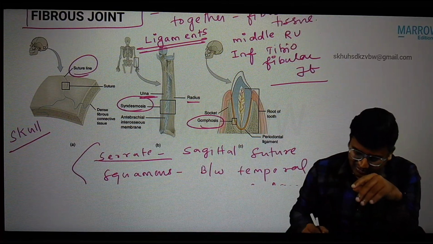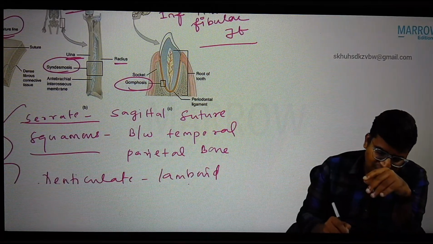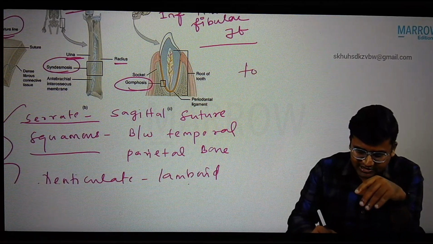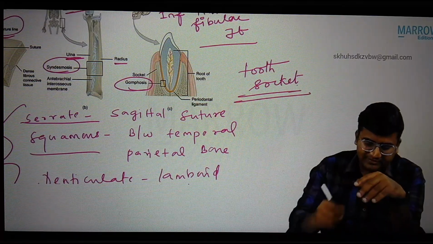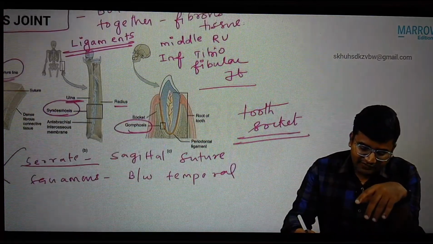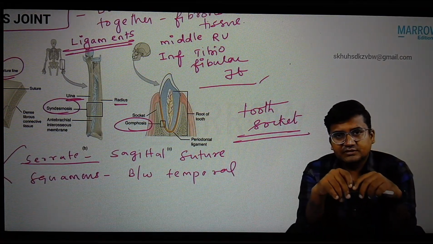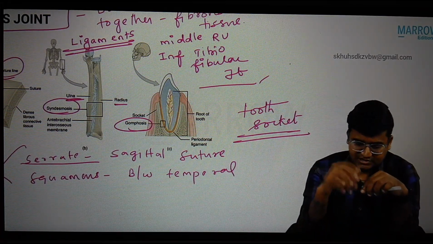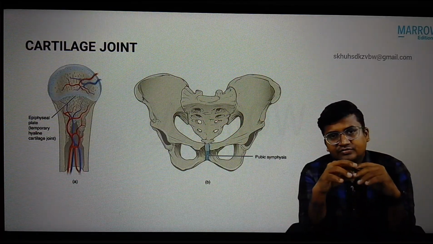Okay, now next one, gomphosis. Gomphosis is tooth in the socket. Tooth in the socket, that is a gomphosis joint. So middle radioulnar joint and inferior tibiofibular joint are the examples for syndesmosis. Okay, right, over.